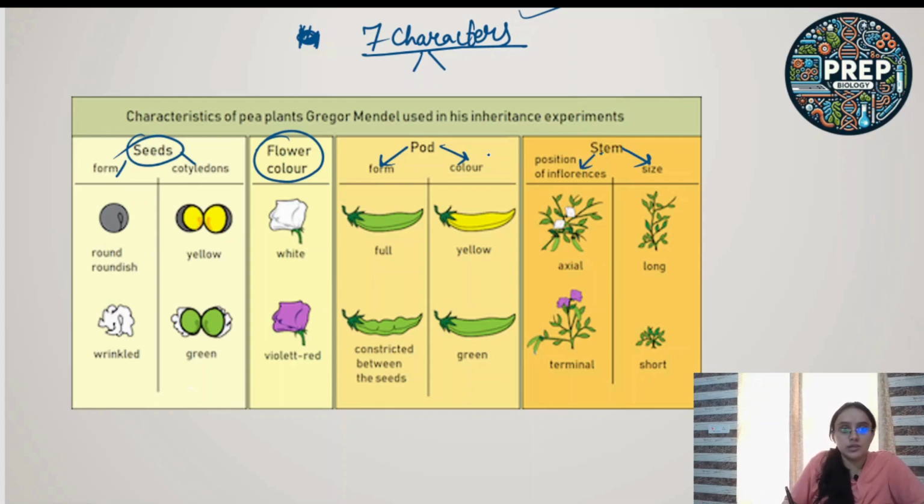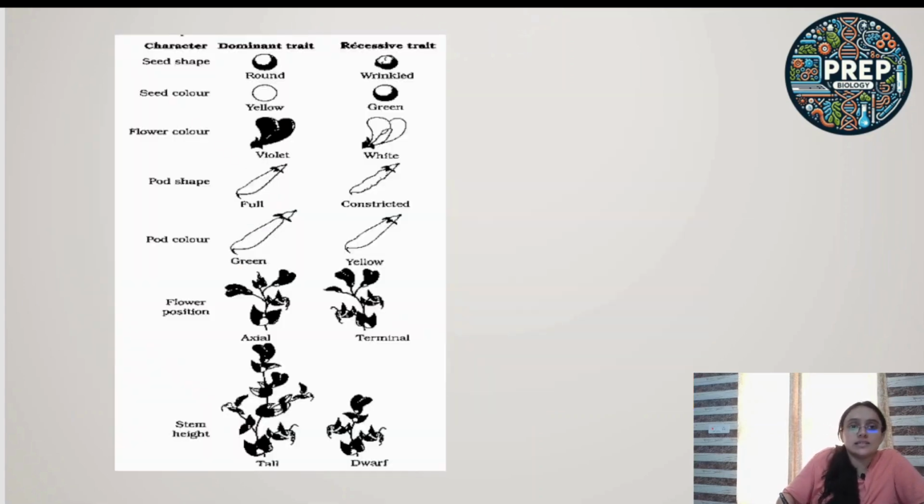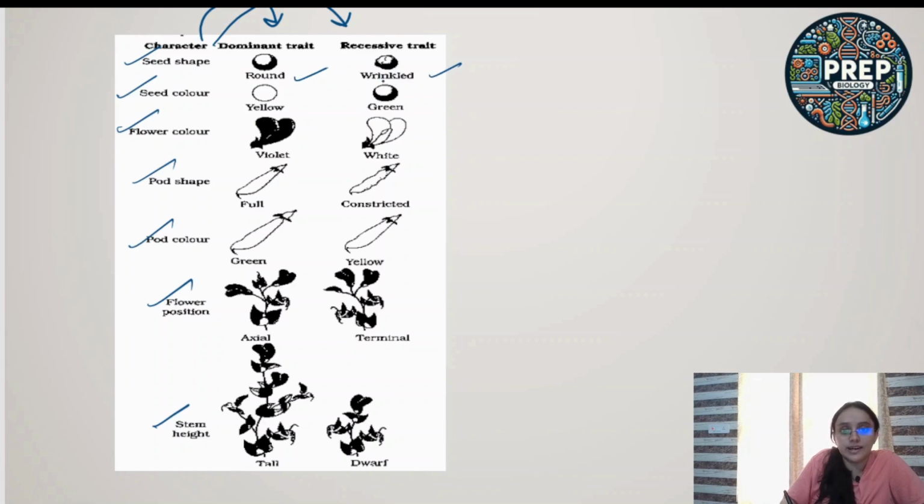So he chose seven different characters: seed shape, seed color, flower color, pod shape, pod color, flower position, and stem height. Each has two contrasting traits. So seed shape has round and wrinkled. These are the traits, and the character is seed shape. The traits of this character are round and wrinkled.